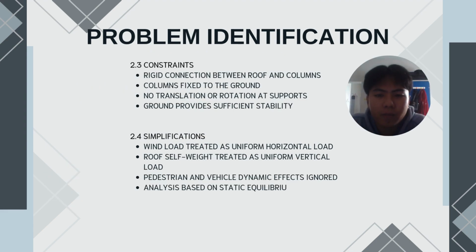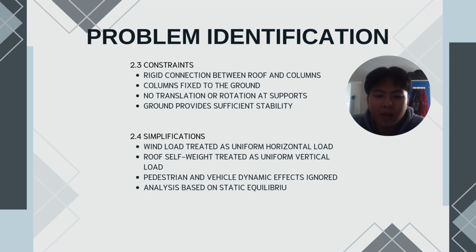For my last slide, I will explain about constraints and simplifications. First, the roof and vertical poles are assumed to be rigidly connected, allowing efficient load transfer without distortion. The columns are firmly fixed to the ground, preventing any translational or rotational movement. The ground is also assumed to provide sufficient stability.